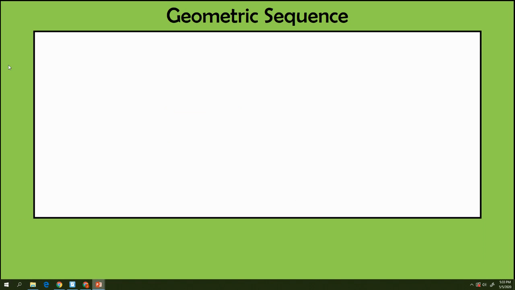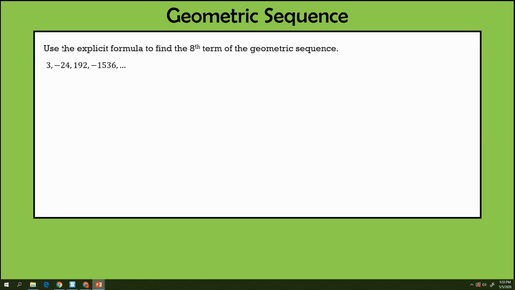Okay, let's do another one of these. So same concept, use the explicit formula to find the 8th term of the sequence. So here's our sequence: 3, -24, 192, -1536. Okay, you can see it's going positive, negative, positive, negative. That's okay. We can get that.